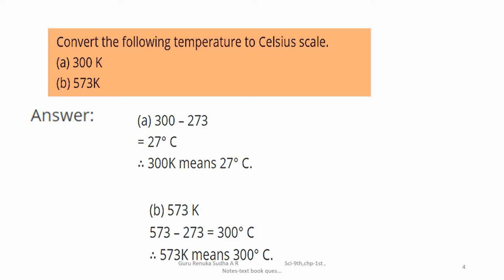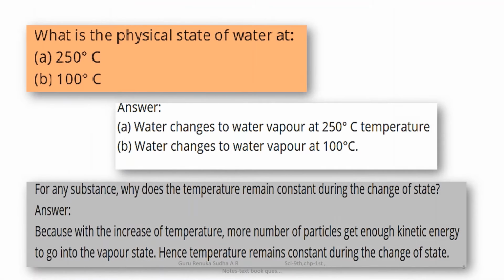In a similar manner I have solved the second question also, and have converted 573 Kelvin into 300 degrees Celsius. That means Kelvin scale to Celsius scale. So in this way you have to solve some problems in the exercise.